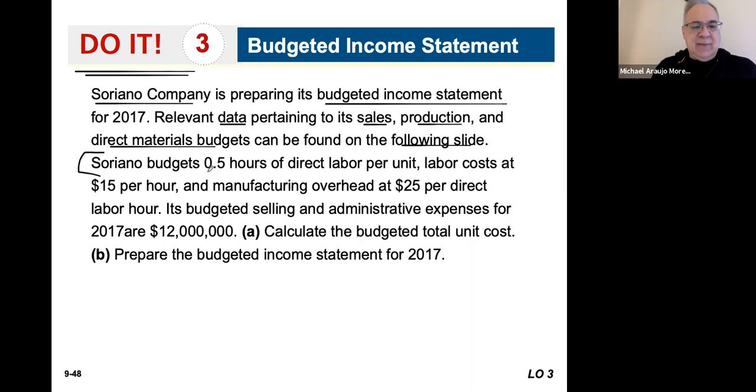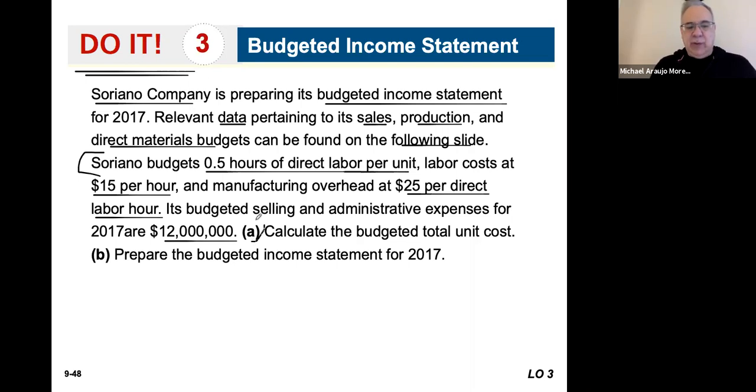Soriano budgets half an hour of direct labor per unit. Labor costs are $15 an hour. Manufacturing overhead is $25 per direct labor hour. Budgeted selling and administrative expenses in total are 12 million bucks. So they're not even going to give us a budget. They're just going to tell you what the total of that is.